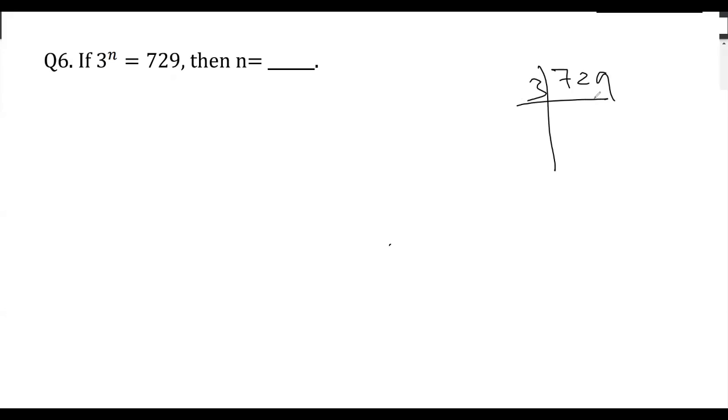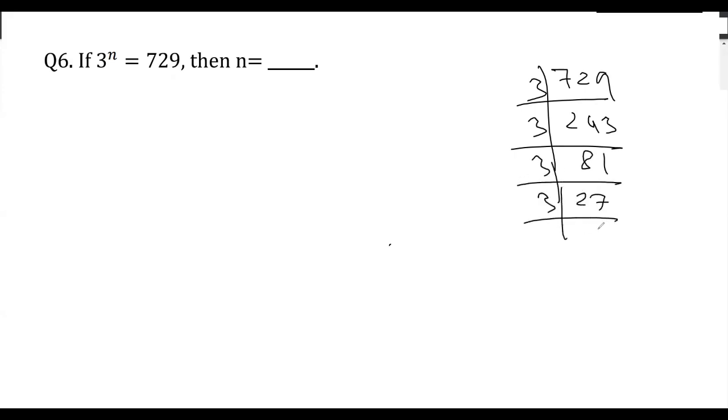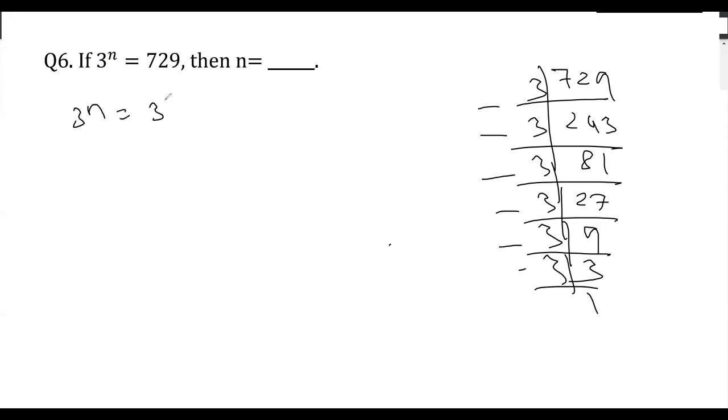As you know, if I divide 729 by 3, we will get 243. 243 on further dividing with 3 gives 81, with 3 it's 27, with 3 it is 9, with 3 it is 3, and 3 once. So this is 1, 2, 3, 4, 5, 6. So I can write 729 as 3 raised to the power 6.